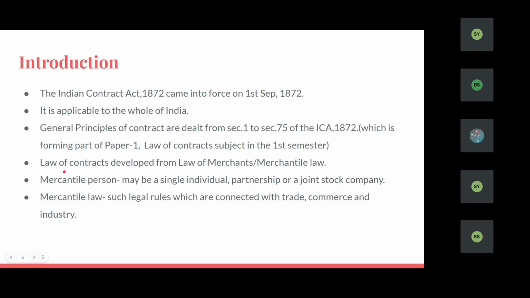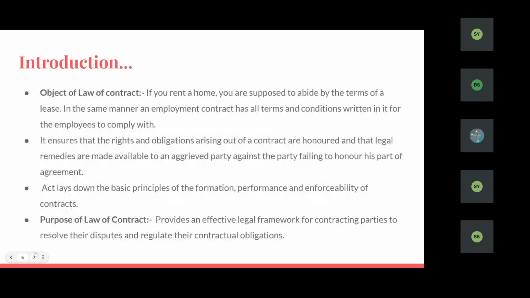Now please understand that law of contracts does not deal with only merchants or mercantile persons. It deals with you and me, and also the merchants, in the sense that it applies to all businessmen, all individuals, all companies, all partnership firms. For all of them, law of contracts is applicable, and the same Indian Contract Act 1872 governs them. Now, what is the object of law of contract? Why was this law made?